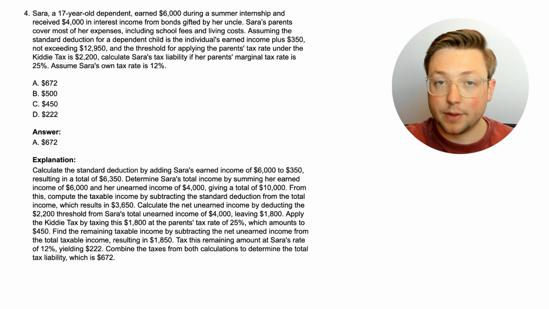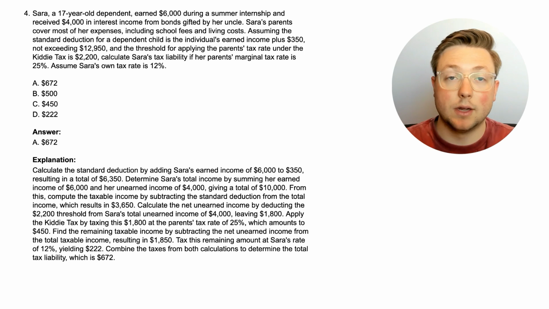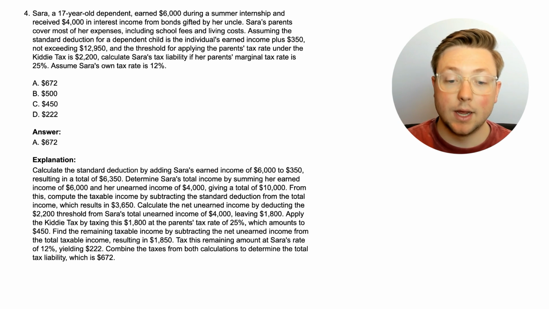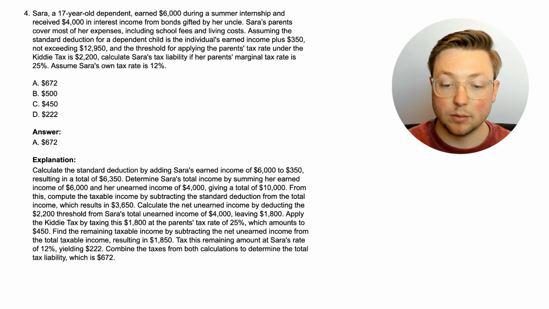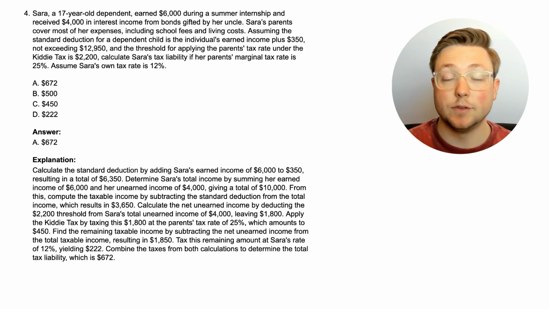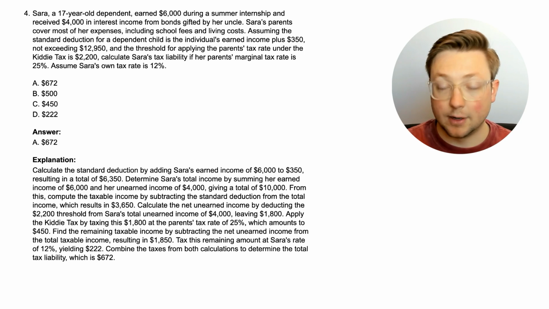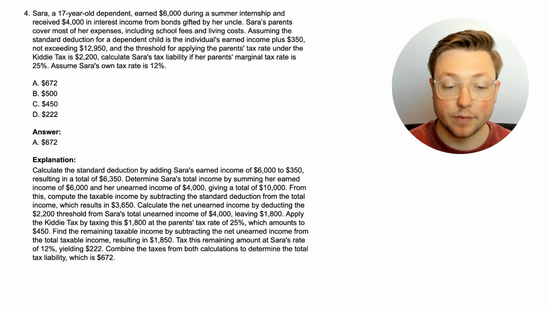Now we leave that $3,650 there for a second, and now we're going to calculate the net unearned income by deducting the threshold, which in this case was $2,200, from her total unearned income, which was $4,000, and that leaves you $1,800 as the net unearned income. This net unearned income is what will be taxed at the parent's tax rate, and that's the kiddie tax. So that gives you, at a 25% tax rate, $450.